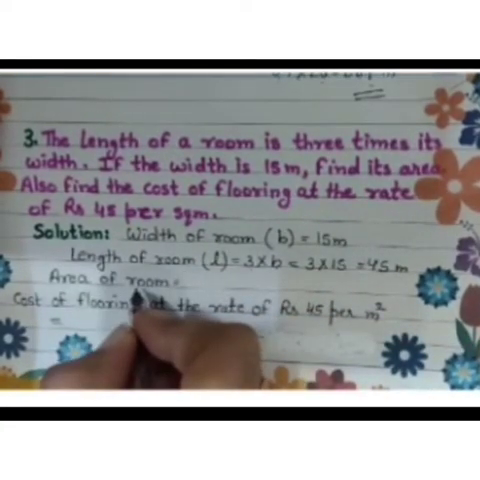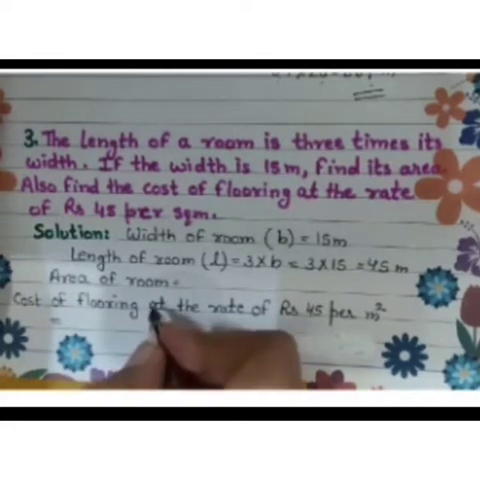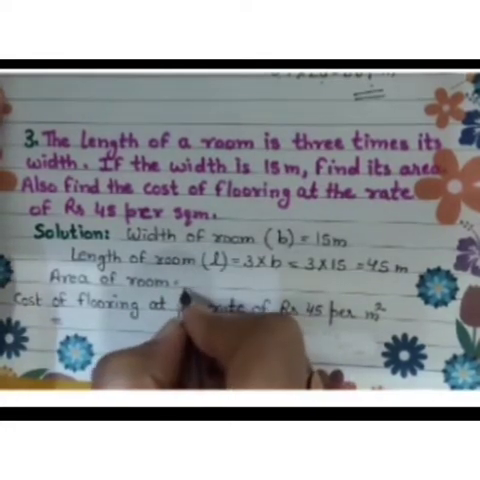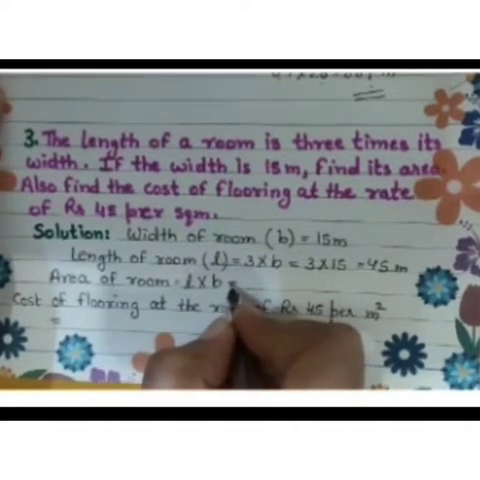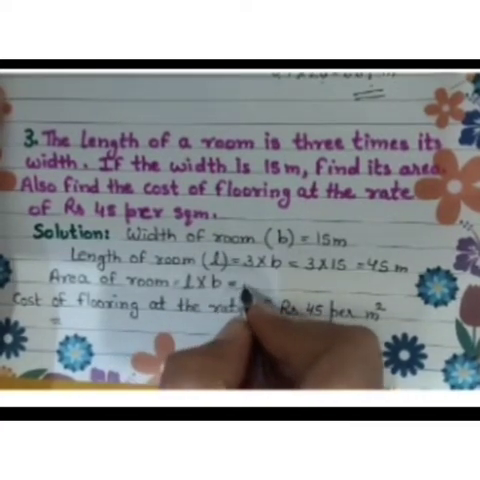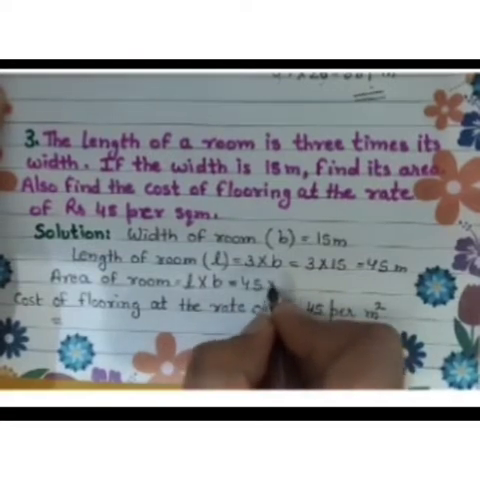And area of room, we know that the area of room is L multiply B. We know the values of L and B. Now put the value of L, that is 45, and put the value of B, that is 15.